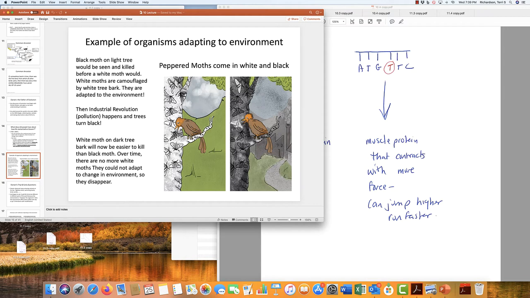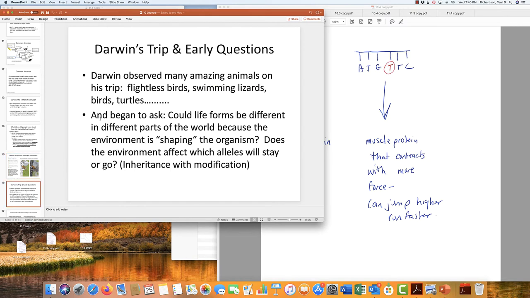So this is an example of an organism adapting to its environment. If the genes that make it dark, if all those genes are gone because all those moths are eaten, there will be largely light-colored moths. But if the gene that makes this one light-colored helps it to get killed faster, then there will be more dark moths. So, interesting. Changing organisms in response to the environment.